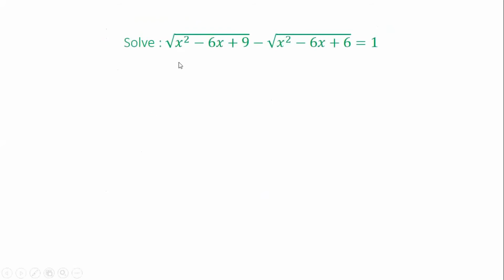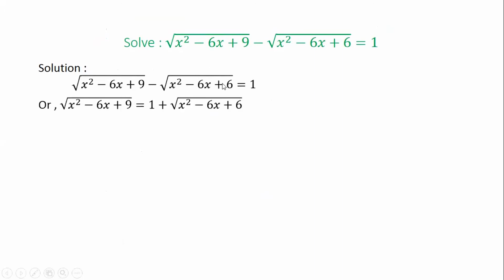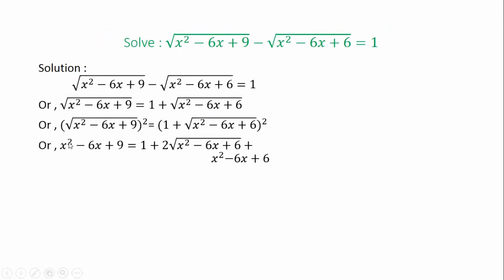Now, let us solve another problem, which is given here. At first, we write this problem. From this equation, we can get this equation because we change the side of this term. Now we take square on both sides of the equation, then we get this equation. But square root of x square minus 6x plus 9, if we square this term, then we get x square minus 6x plus 9.